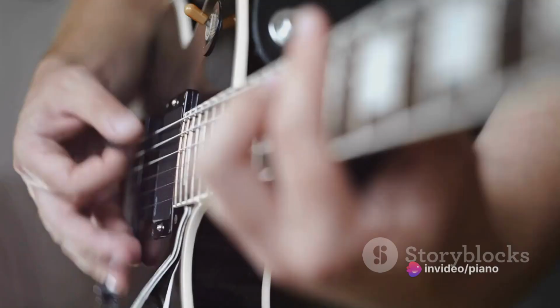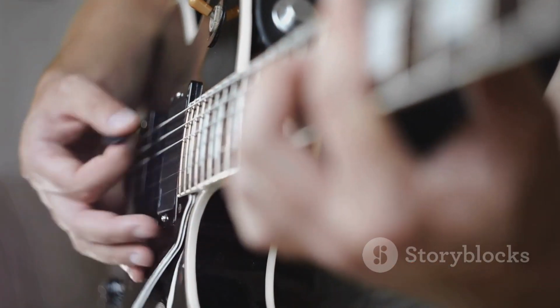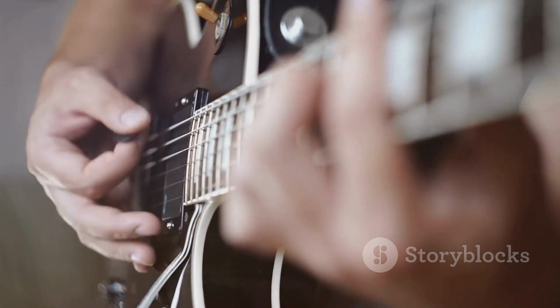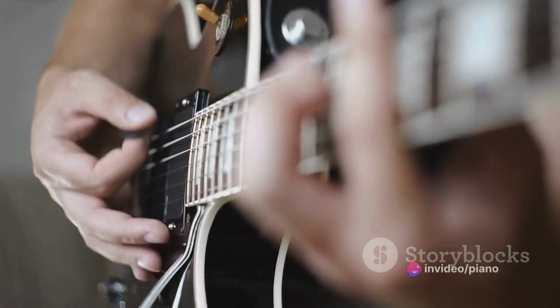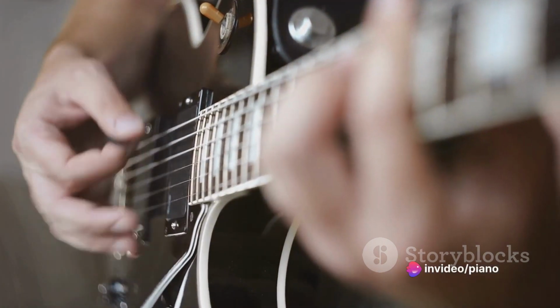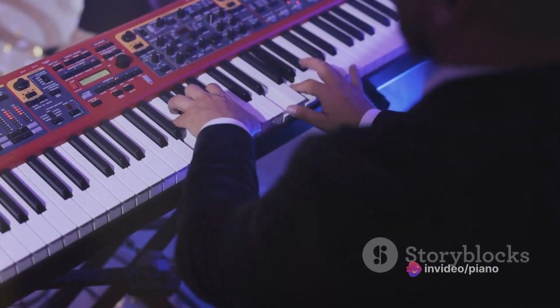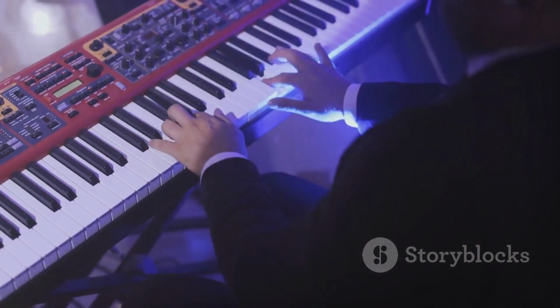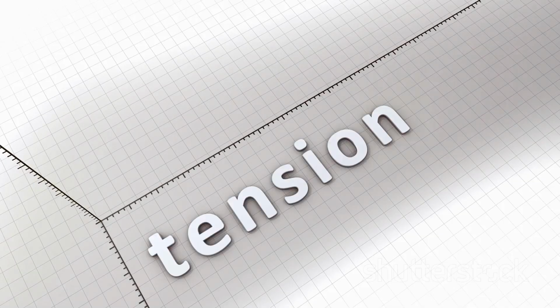The I-IV-V progression is often used in blues and rock music. In this progression, the I, IV, and V represent the first, fourth, and fifth chords of a key. For example, in the key of C, the I-IV-V progression would be C, F, and G. On the other hand, the II-V-I progression is a staple in jazz music. In the key of C, this would be D minor, G, and C.